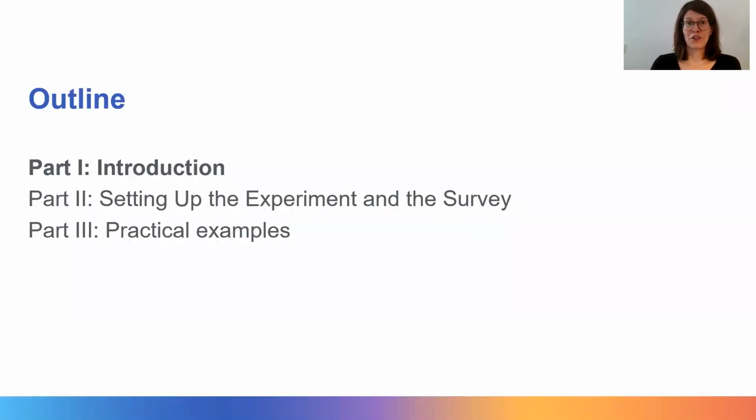The course is structured in 3 parts. The first part, which is covered in this presentation, gives a general introduction into factorial surveys, what they are and what they can do. The second part is a little bit more technical and discusses the different steps in designing and conducting a factorial survey. The last part is more hands-on and will show you how to perform some analyses and how to interpret the results.